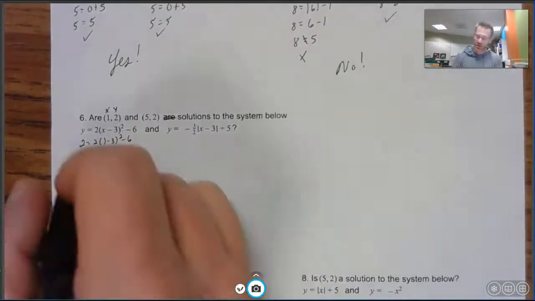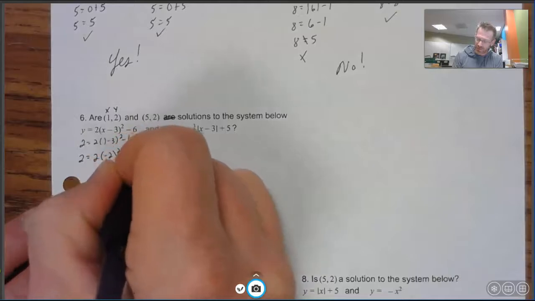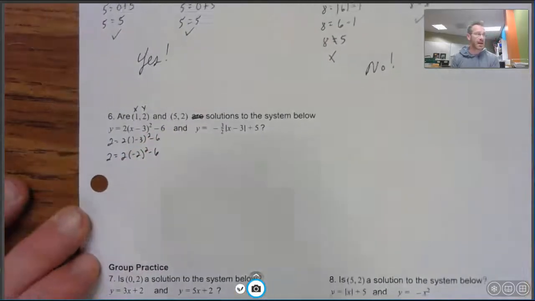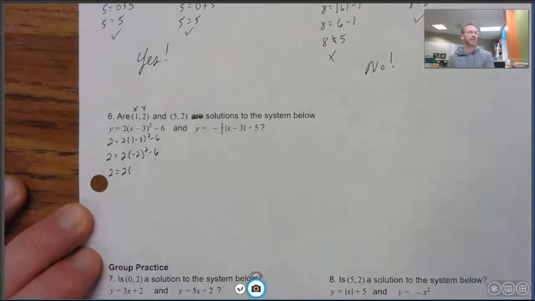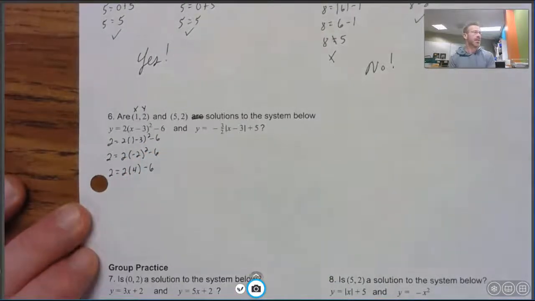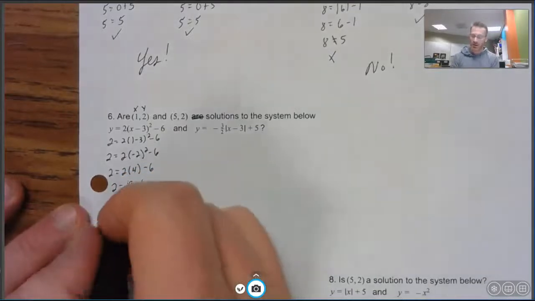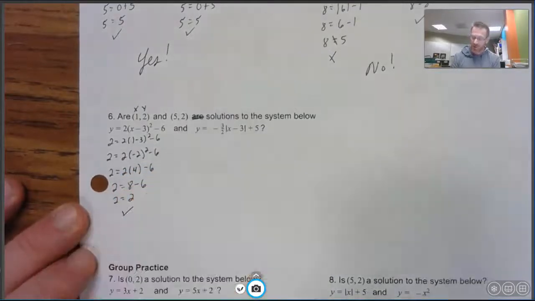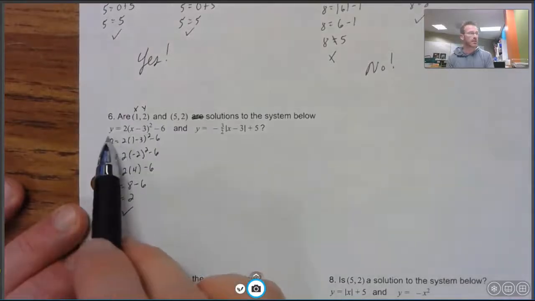Grouping symbols first. So 1 minus 3 is -2. Then we have to do that exponent next. Now remember, -2 squared is -2 times -2, which gives us a +4. And then 2 times 4 is 8. 8 minus 6 is 2. So it works for our first equation. So (1, 2) is on this quadratic graph.